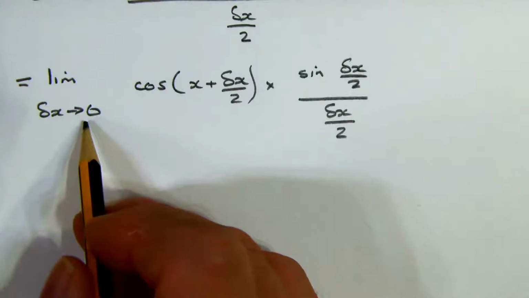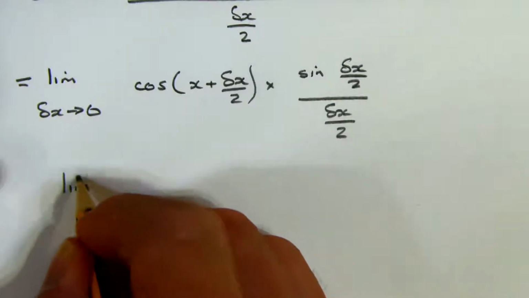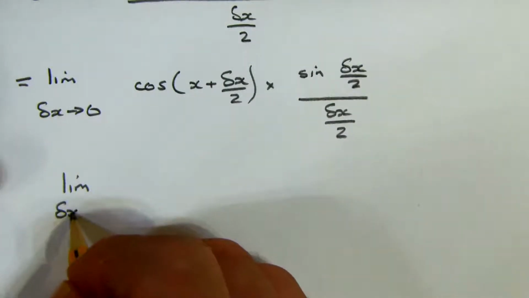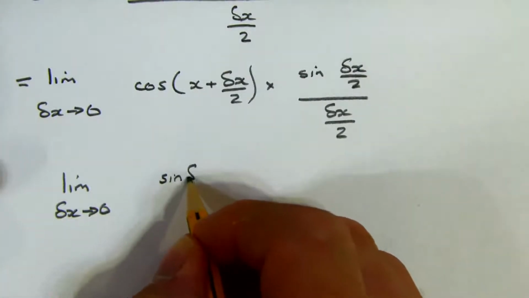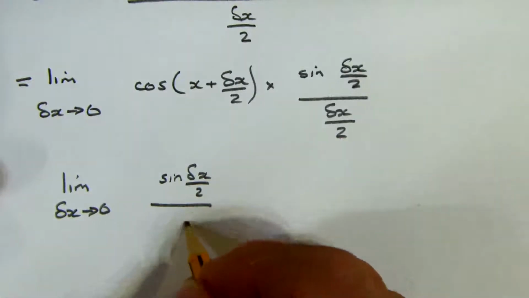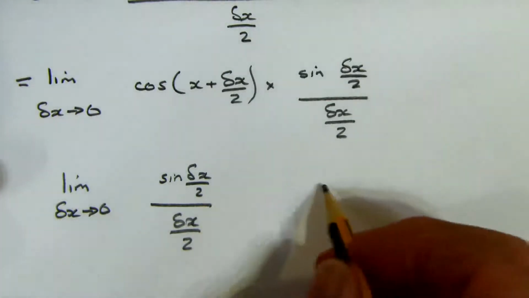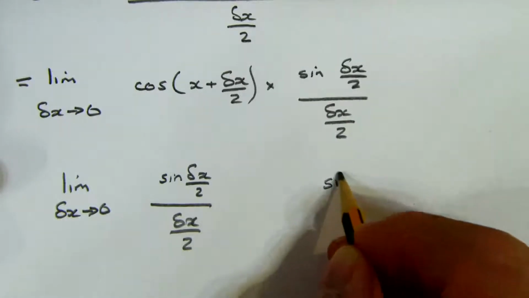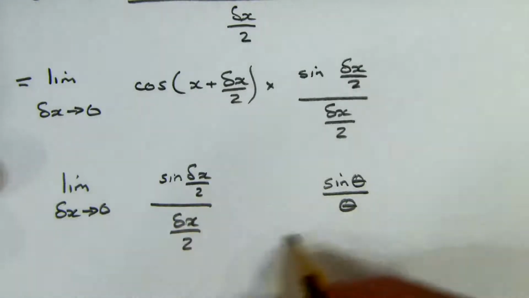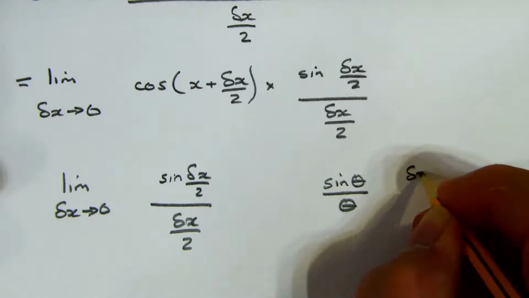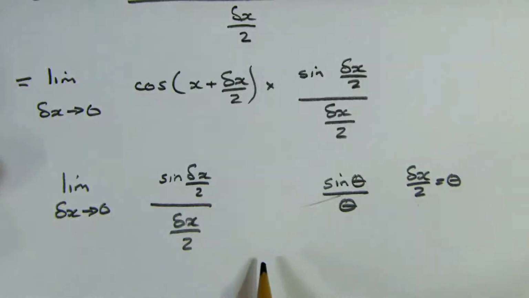As delta x tends to 0, we can see, hopefully, that the limit of this sine of delta x over 2 over delta x over 2 is very similar to sine theta over theta, where we can say that our delta x over 2 could equal theta, and so this tends to 1.